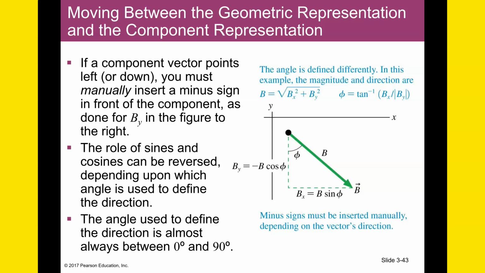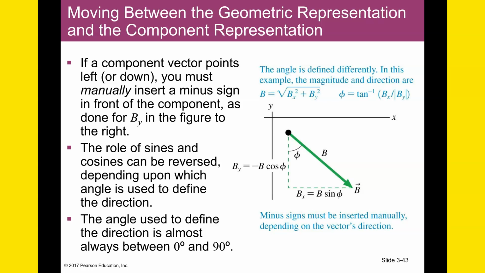If a component vector points left or down, you must manually insert a minus sign in front of the component, as done for b sub y in the figure to the right. No, you don't. Not if you use a standard angle, you don't. Now, if you don't use a standard angle, you're going to have to manually insert the correct sign sometimes. But if you use a standard angle, the signs will take care of themselves. So just keep that in mind.